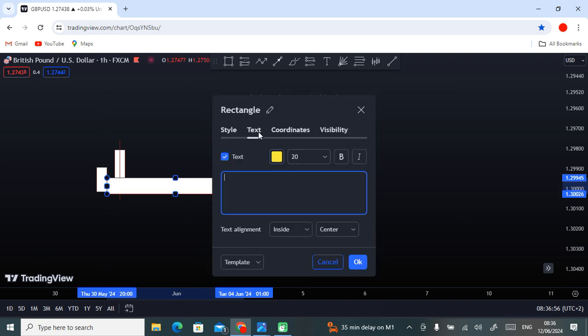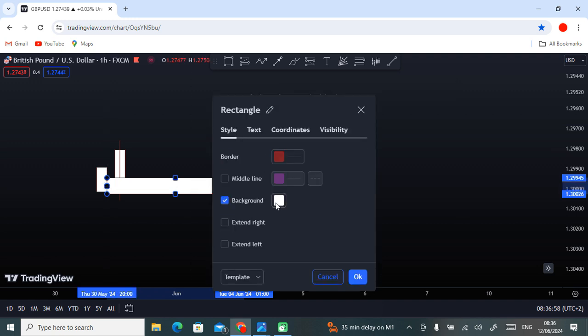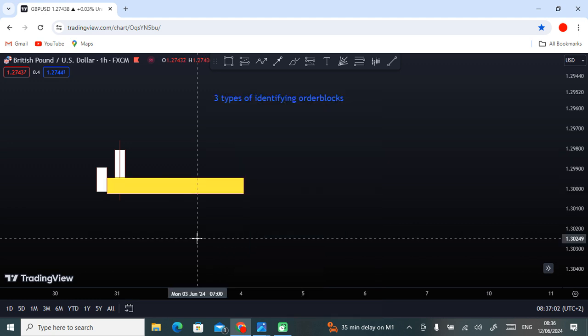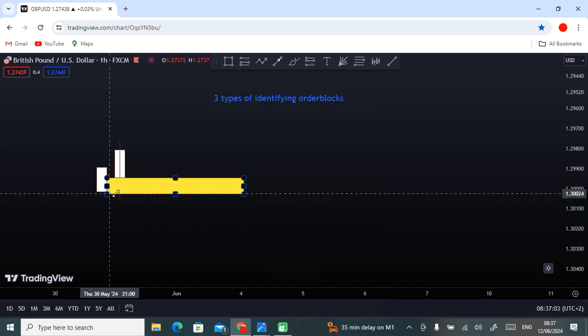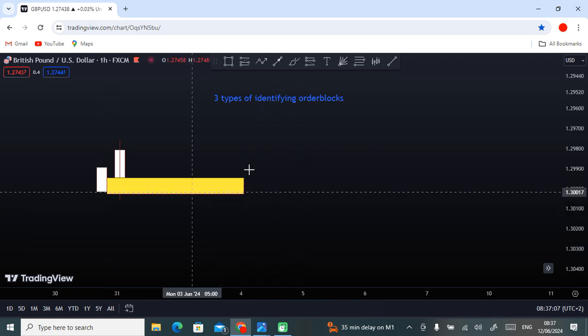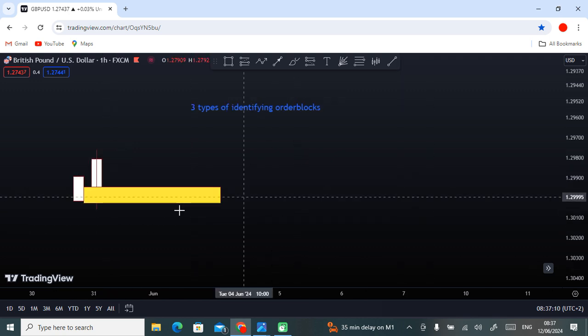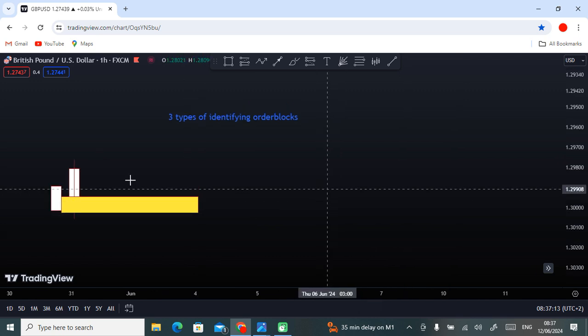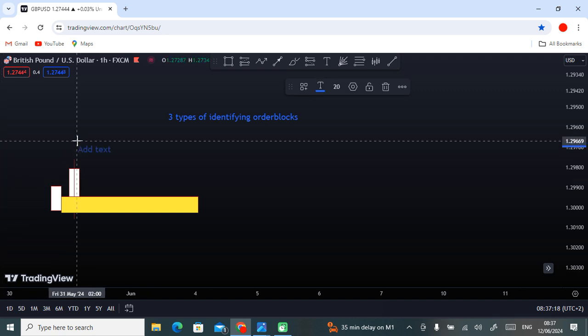Try to make this one a different color, let's say yellow. So we will be looking at this area here. This will be the area that we will be marking. So this one I'll write as a hidden order block.